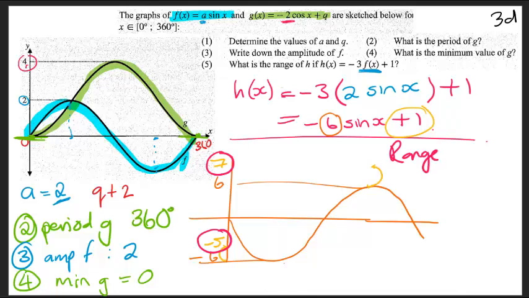So I'm answering my question as negative 5, comma, positive 7. And that's the end.